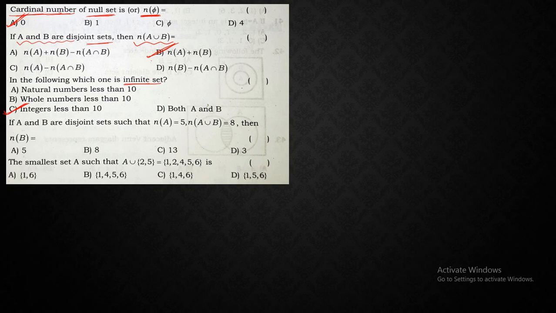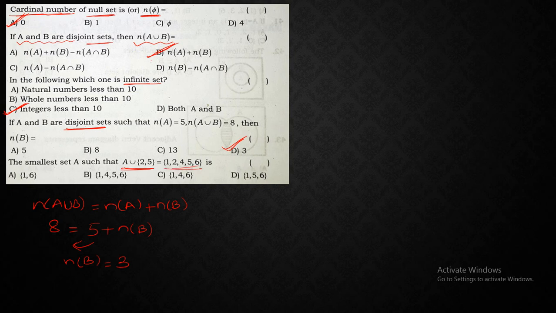Next, he is telling you A and B are disjoint sets. If A and B are disjoint sets, what do you know? n of A union B is equal to, we know the formula, no? n of A union B is equal to n of A plus n of B. Since we know all the values, 8 is equal to 5 plus n of B. When I transpose this, n of B is equal to 3. So the answer is 3.